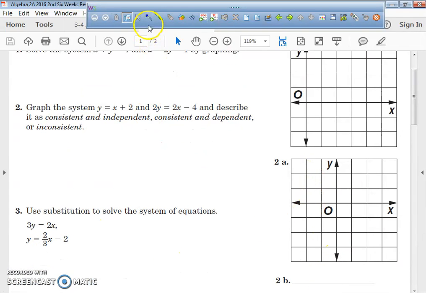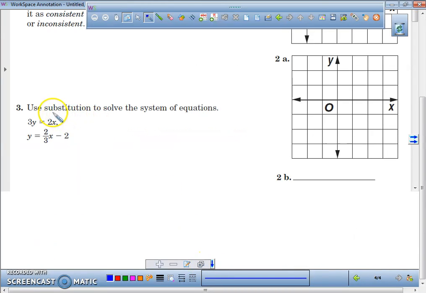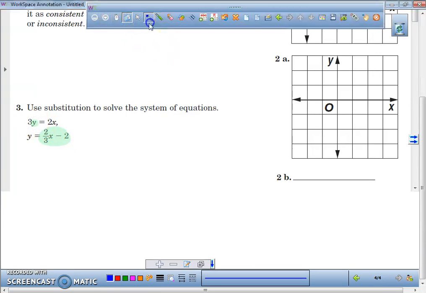Let's go ahead and look at number 3. Number 3, it says do what? Use substitution to solve the system of equations. By the way, do I know what y is equal to in this particular case? y is equal to 2/3 x minus 2. So I want you to take this right here and plug it in for y. So here's what it would look like. You're going to have 3, I'm going to open up a big old parentheses. I'm going to plug in a 2/3 x minus a 2.